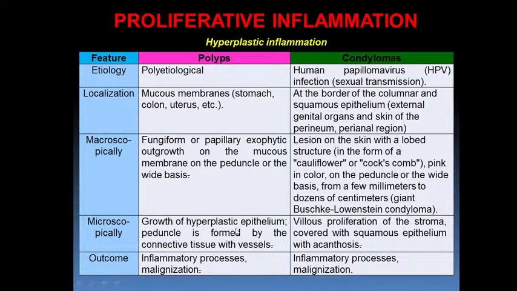Microscopically, we can see growth of hyperplastic epithelium, and the peduncle is formed by connective tissue with blood vessels in case of polyp. In condyloma, we will see microscopically villous proliferation of the stroma covered with squamous epithelium with acanthosis. Polyp outcome is inflammation and sometimes malignization. Condyloma the same, inflammation and, in unfavorable course, malignization of the condyloma.